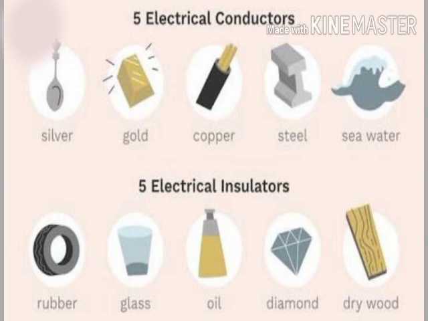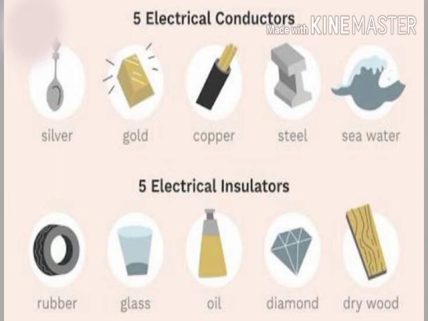And with the activity I have already explained, when you insert a rubber or when you insert a plastic in between the circuit, at the edge of the connection, the bulb does not glow or the current does not flow. That is an insulator. When the insulator comes in the circuit, the current does not flow.